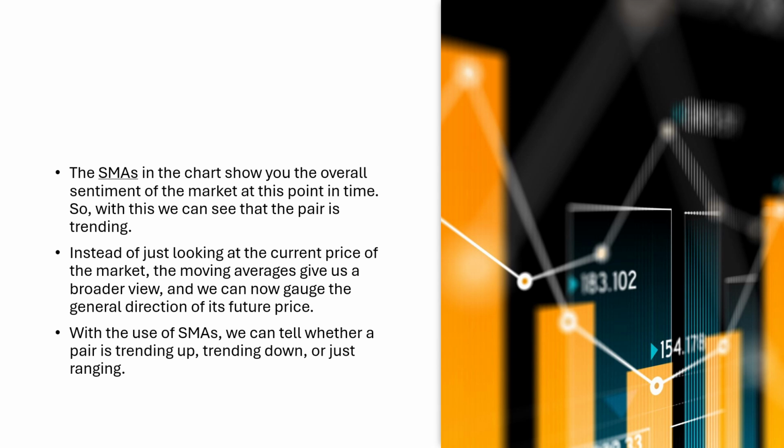So with this, we can see that the pair is trending. Instead of just looking at the current price of the market, the moving averages give us a broader view, and we can now gauge the general direction of its future price. With the use of SMAs, we can tell whether a price is trending up, trending down, or just ranging.